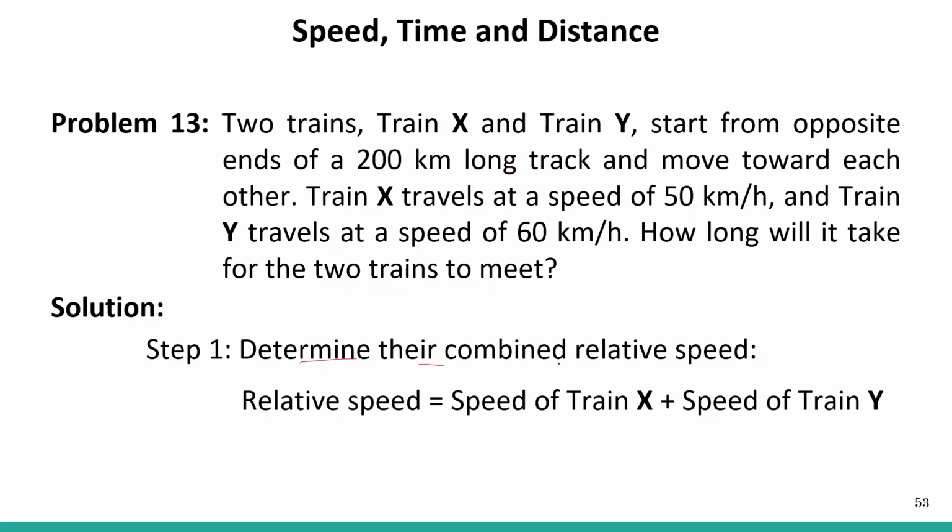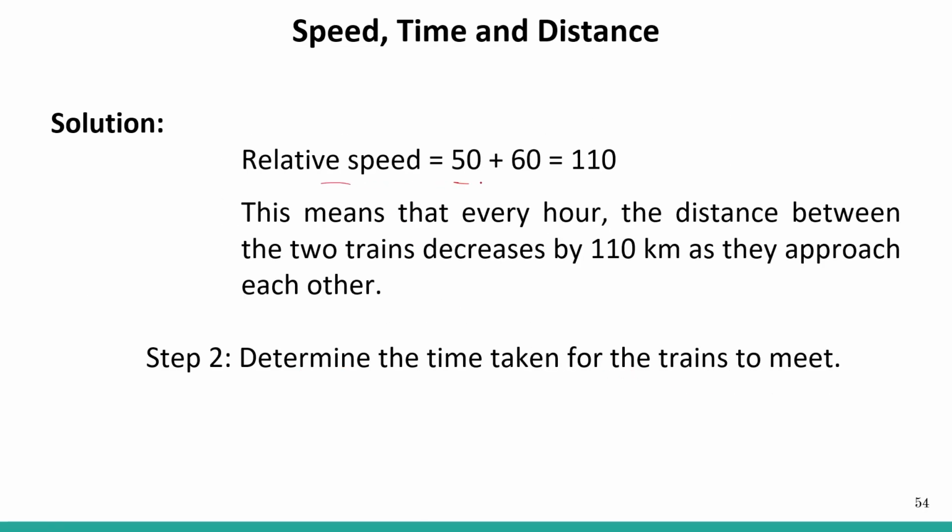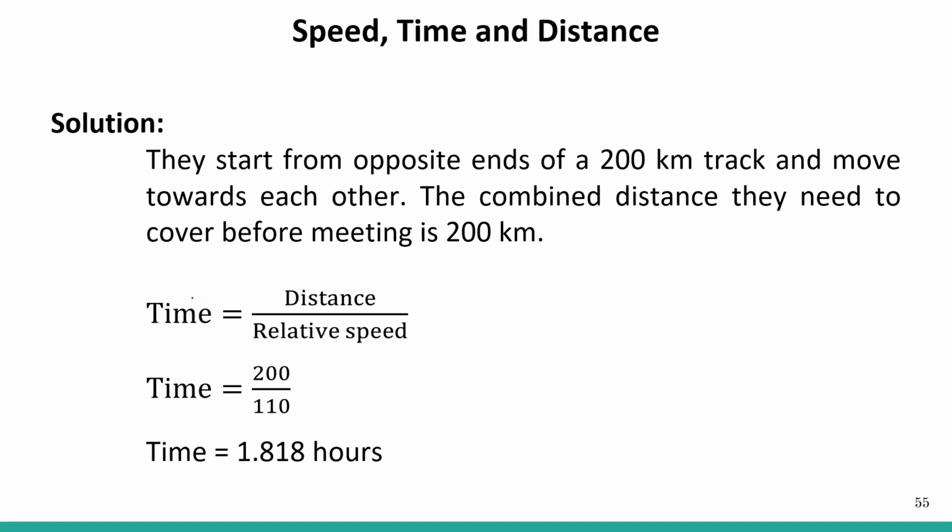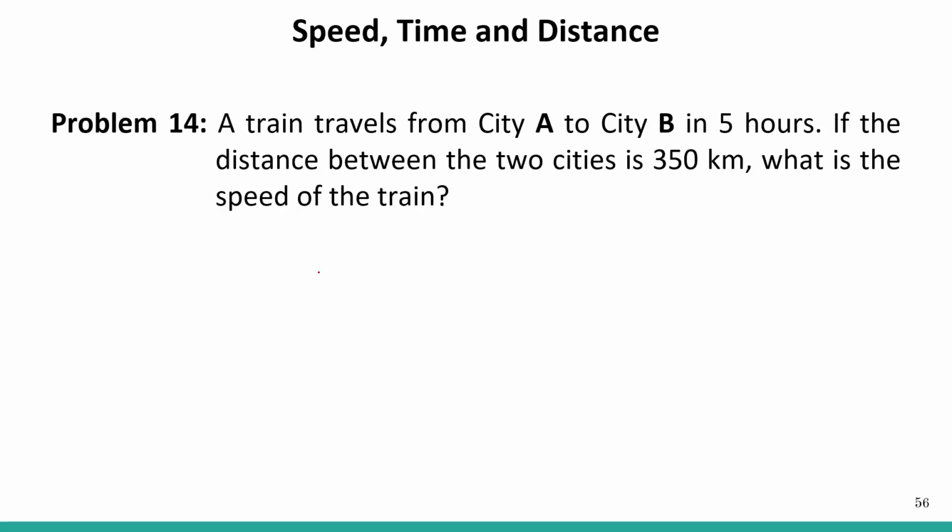So determine their combined relative speed. Relative speed is equal to the speed of train X plus the speed of train Y. So relative speed will be 50 plus 60 is equal to 110. This means that every hour the distance between the two trains decreases by 110 km as they approach each other. Now determine the time taken for the trains to meet. Time is distance by speed. So 200 by 110 is equal to 20 by 11, so it will be 1.818 hours approximately.